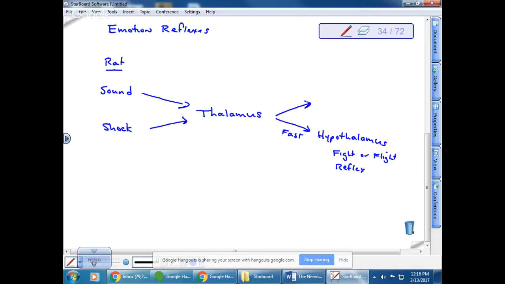It also sends the information to our cerebral cortex. So the rat can consciously perceive the sound and the shock, and then they might move away from it, right? And so this is slow. So this is conscious, and this is unconscious.